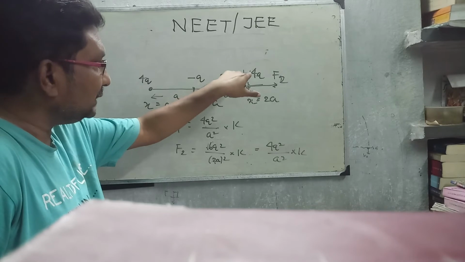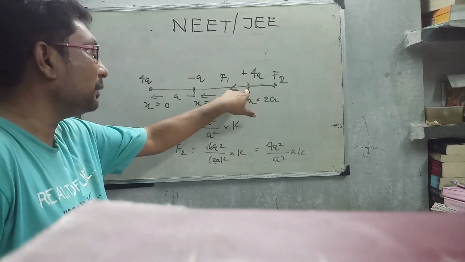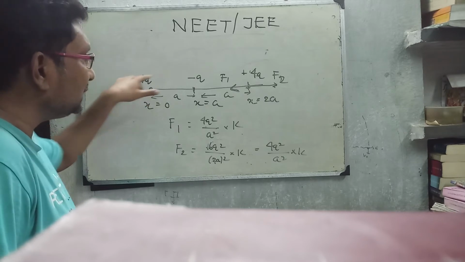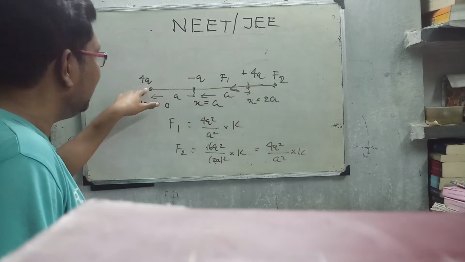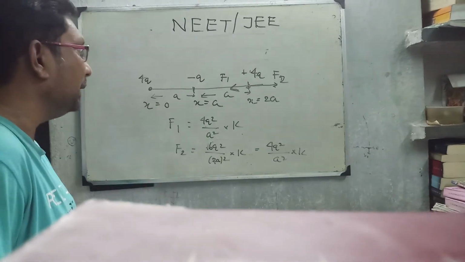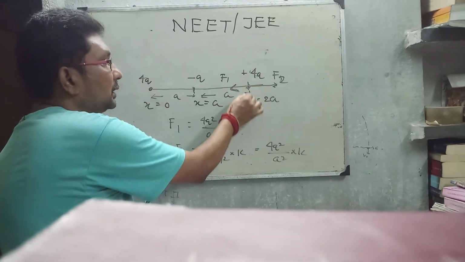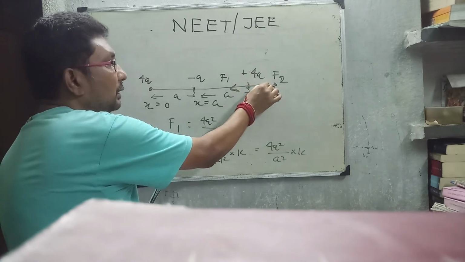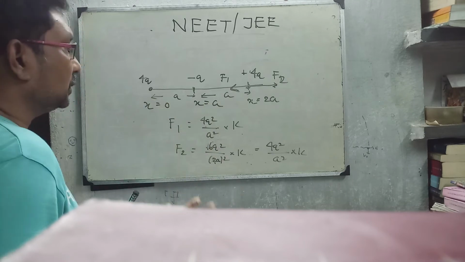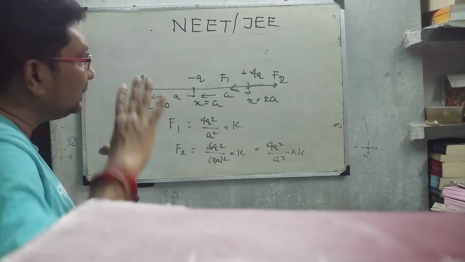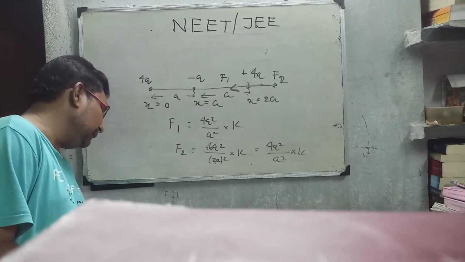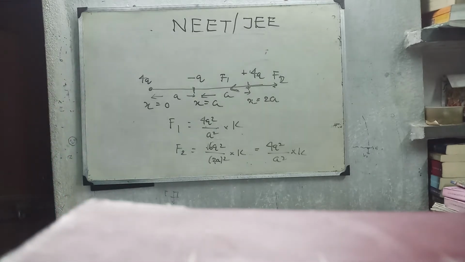As the terminal charges are in equilibrium, all charges are in equilibrium. But if we shift the 4q charge from here or here, the equilibrium will be lost. That is, they are in unstable equilibrium. So the option will be all the charges in unstable equilibrium.